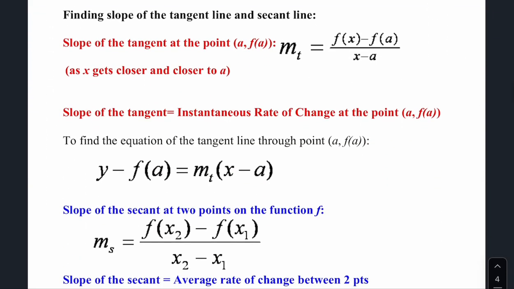So some things to remember: the slope of a tangent will be the slope of the line when a is our point of interest and x gets closer and closer and closer to it. So it is f of x minus f of a over x minus a. Now, the slope of a tangent, you have to remember this word here. It is an instantaneous rate of change.